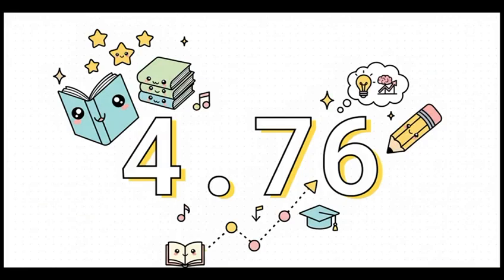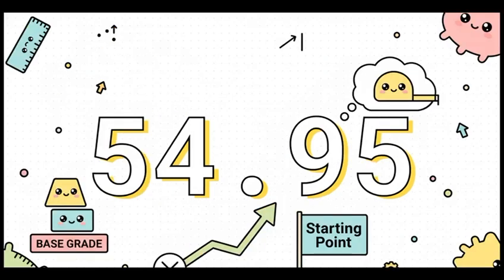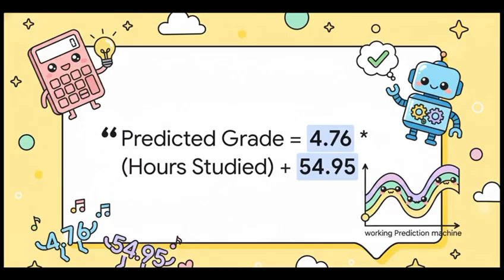Our first number, the coefficient, comes out to be 4.76. This little number holds the entire key to the relationship we're looking for. And our second number, the base grade, is 5495. This is our starting block. So now, we just plug those two numbers back into our blueprint, and just like that, we have a working prediction machine. We've successfully found the simple, elegant pattern that was hiding in our data all along.